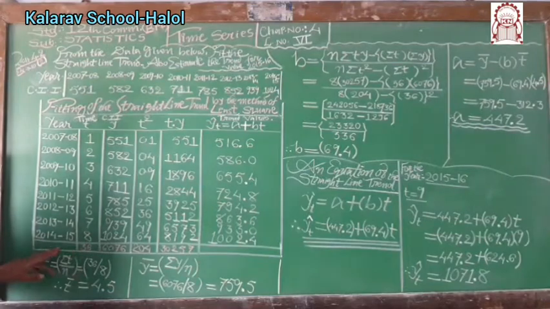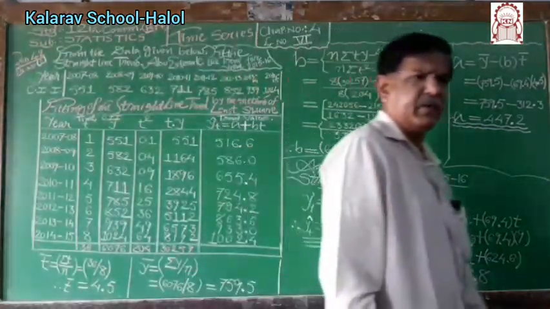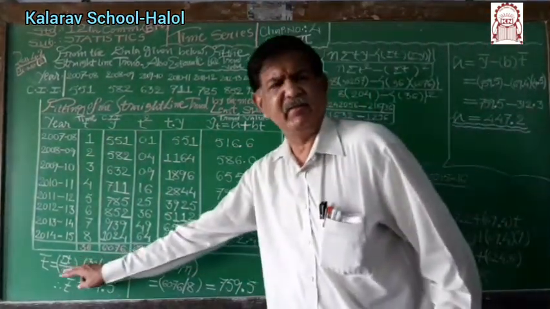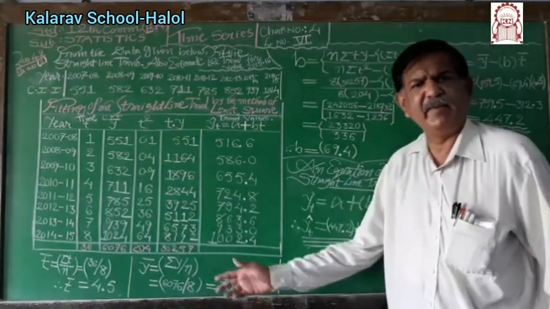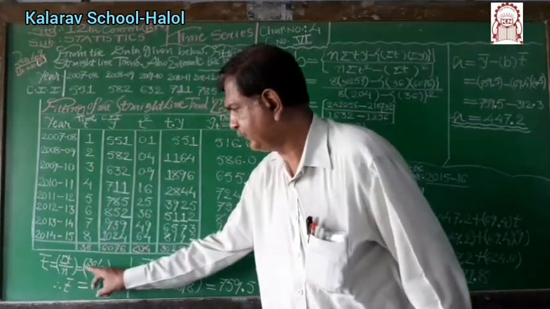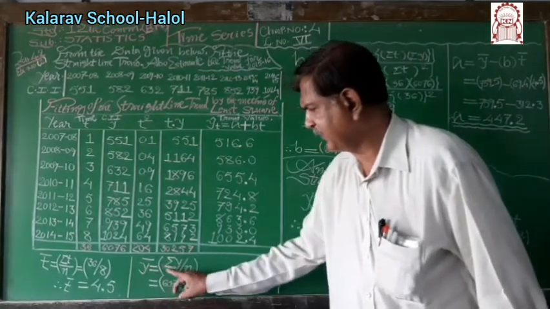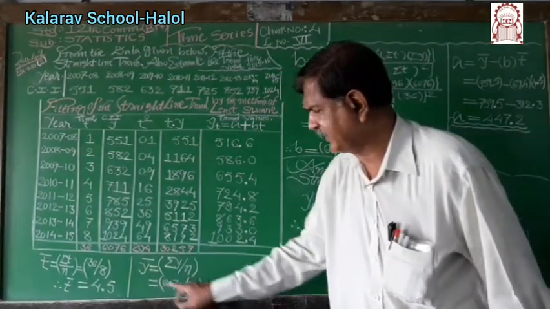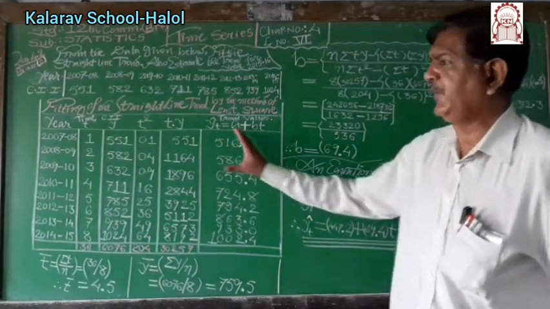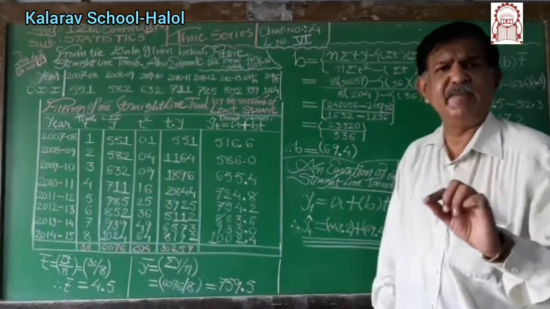After completing this, make the summation, make the total. Then comes the calculation of a and b. But before calculating a and b, calculate y bar and t bar. T bar is nothing but the average value of t, and y bar is the average value of y. Sigma t upon n, 36 upon 8, becomes 4.5. Y bar, sigma y upon n, 6076 upon 8, is 759.5. After completing this, compute the constant values a and b.